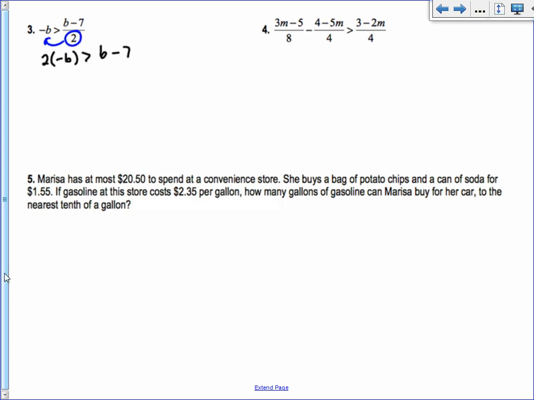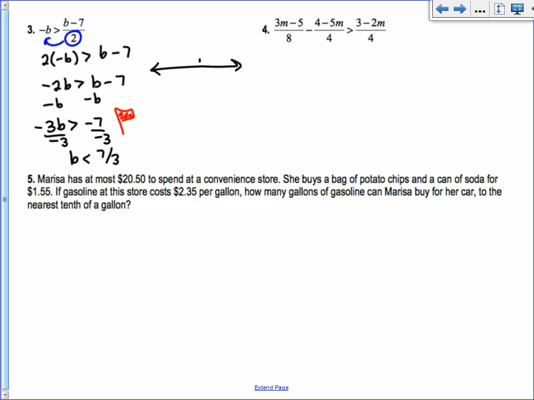All right, I don't flip the sign or anything, so it's positive 2. So I get negative 2b is greater than b minus 7. Let's subtract the b over. So I get negative 3b is greater than negative 7. Divide by negative 3. That's where you have your red flag, like, oh my gosh, divided by negative, so I have to flip the sign. So I have b is less than 7/3.